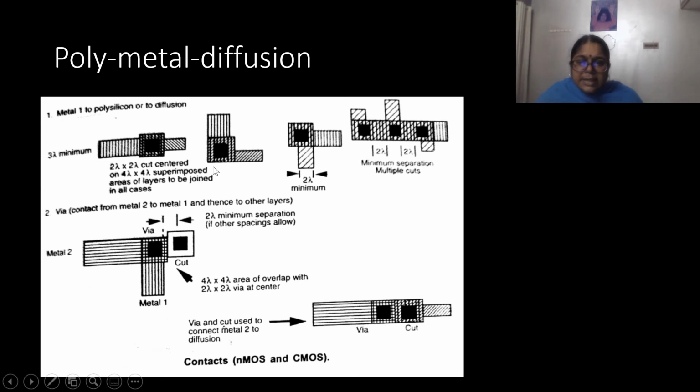Here you can see metal 1 and n diffusion, where contact is made using the metal. So metal 1 and n diffusion have a contact. You can see once again a 4 lambda by 4 lambda square, inside that a 2 lambda cross 2 lambda contact cut is made. And we know that the minimum width of metal 1 is 3 lambda, and the minimum width of n diffusion is 2 lambda.